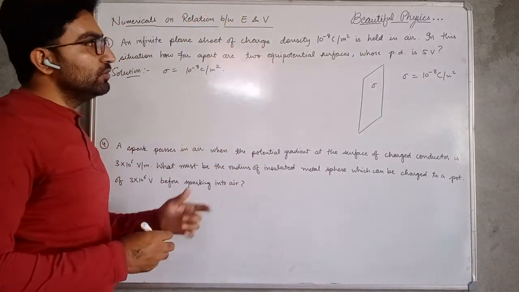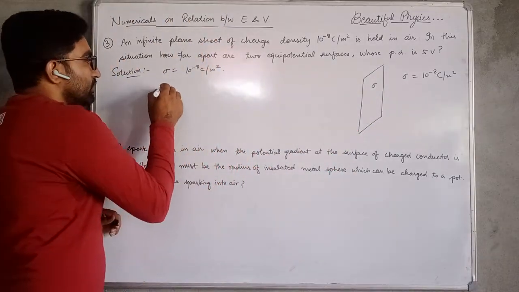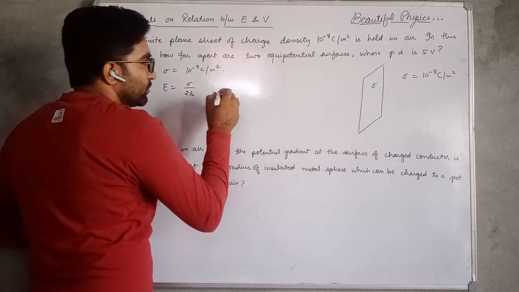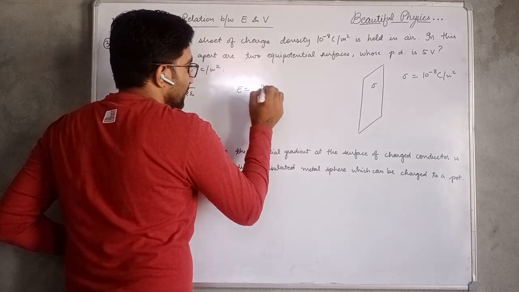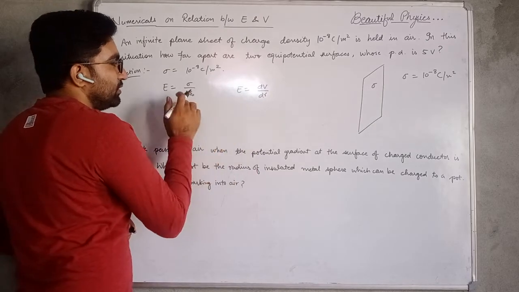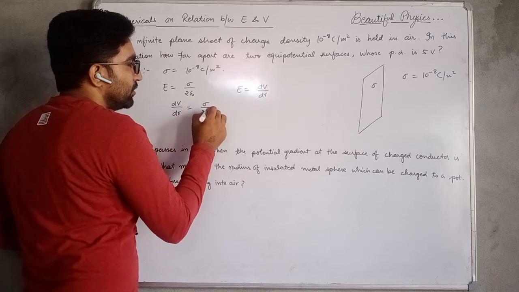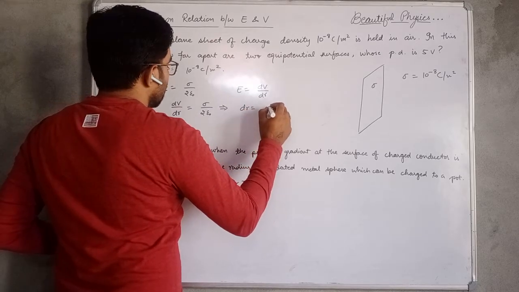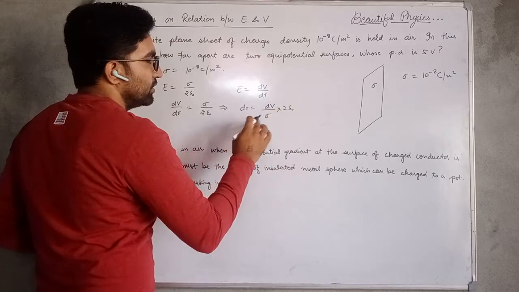We know that the electric field due to a single infinitely charged sheet is E = sigma by 2 epsilon naught, and also we know that the electric field E is equal to dV by dr. Here we have to find out the value of dr. So comparing these two equations, dV by dr is equal to sigma by 2 epsilon naught, or dr is equal to dV by sigma times 2 epsilon naught. Put the values one by one.